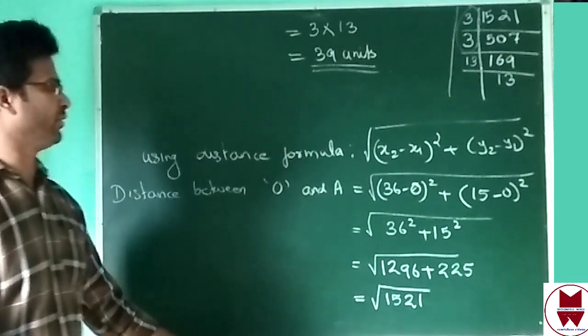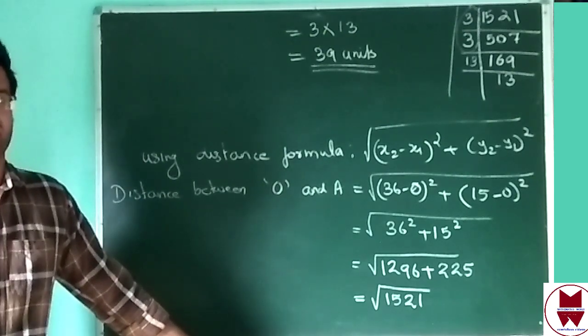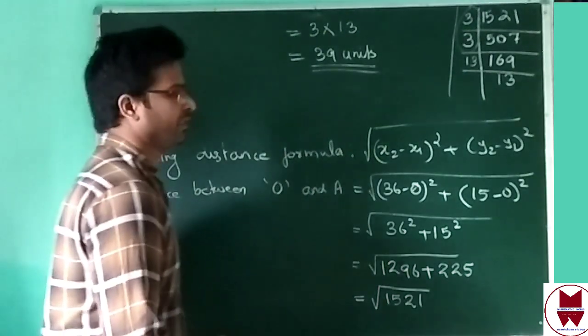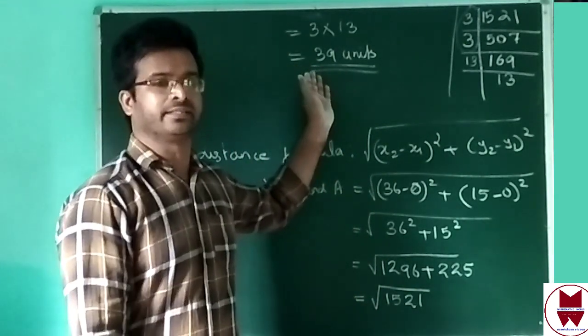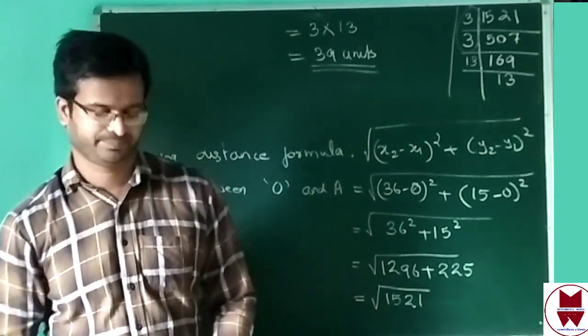Means distance between O and A we got 39 units. Then if you do the second part of that same question, you will get 39 kilometers. That is the second part. Okay.